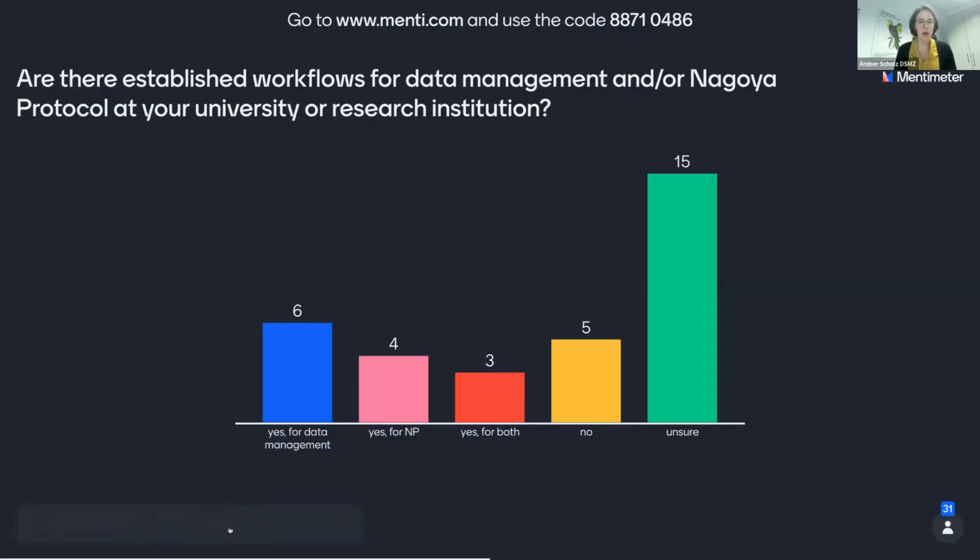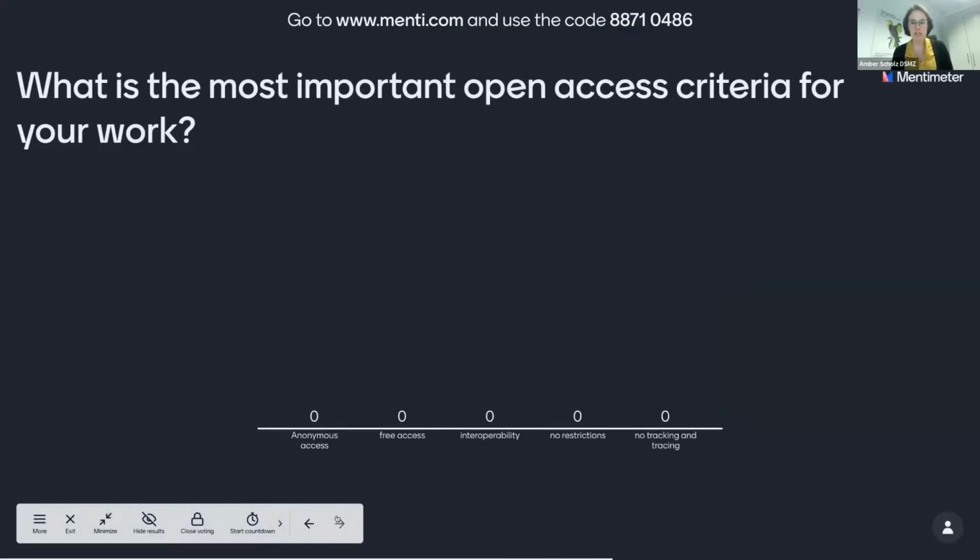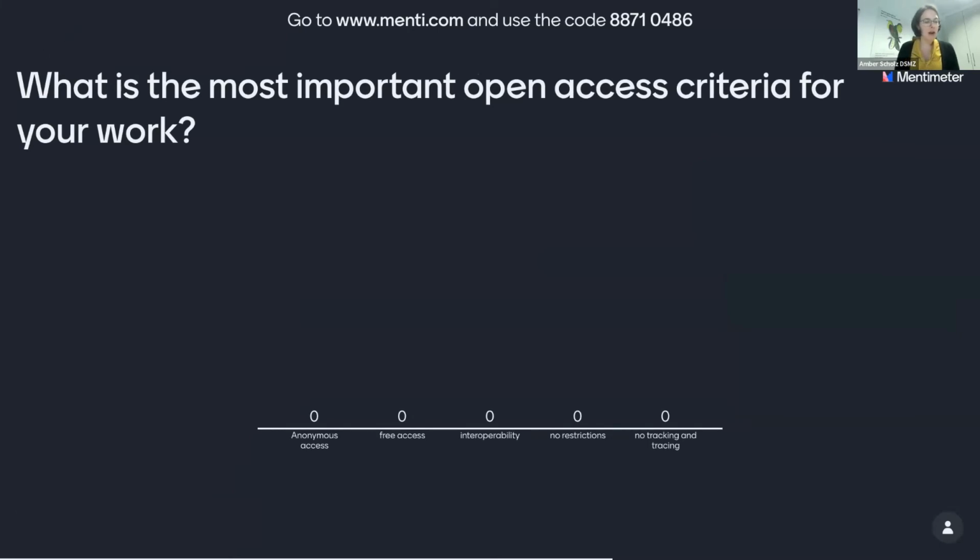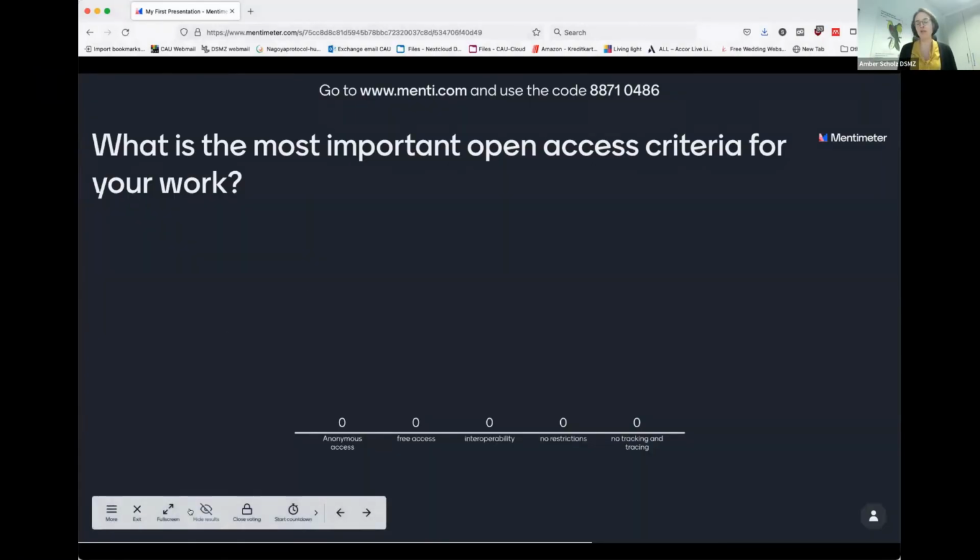And that first question is, again, talking about open access in a more granular way. We didn't get into this in our panel discussion, but what we've been doing here at the DSMZ, in collaboration with the NFDI consortia, is talking about open access criteria. If you look into the literature, there are a couple of different important criteria: anonymous access, free access, meaning no cost, interoperability, no restrictions on use or downstream use, and no tracking and tracing.